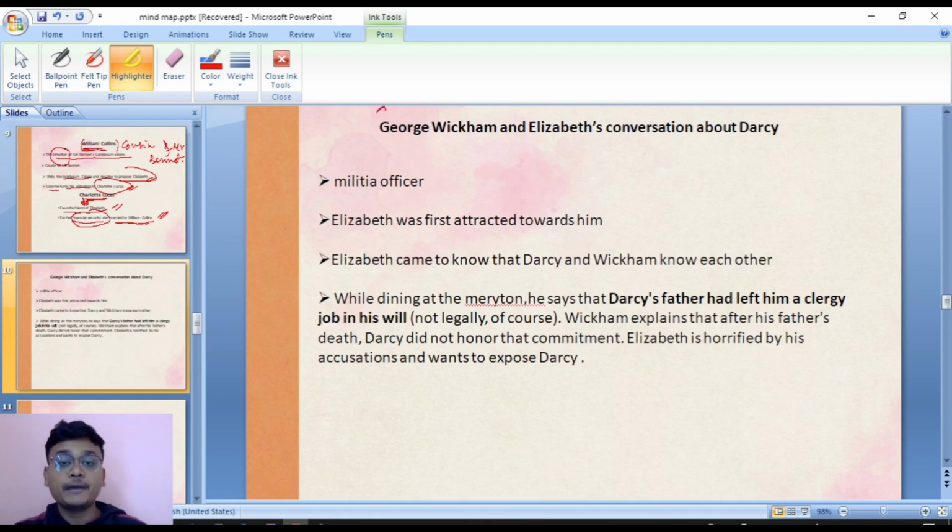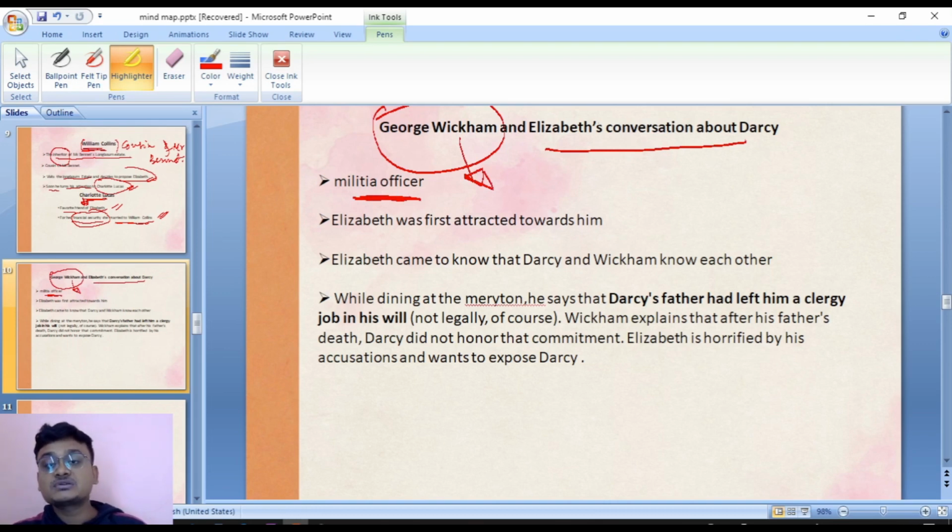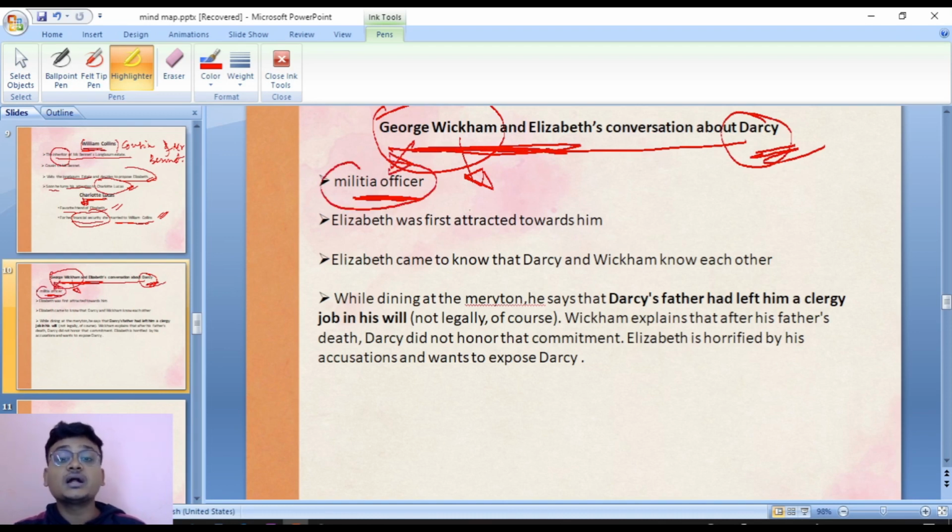Now George Wickham and Elizabeth's conversation about Darcy. What happened? George Wickham is a militia officer, a lieutenant of a regiment, and Elizabeth's conversation about Darcy. एक दिन क्या हुआ? George Wickham and Elizabeth were talking about Darcy के बारे में बात कर रहा था. I mentioned that George Wickham is a militia officer, but what happened? Elizabeth was first attracted towards him because of his behavior.